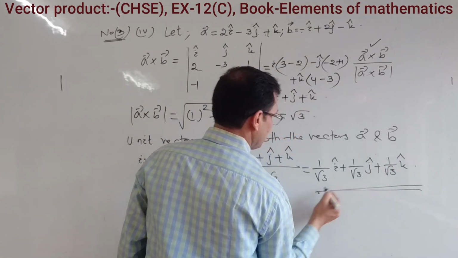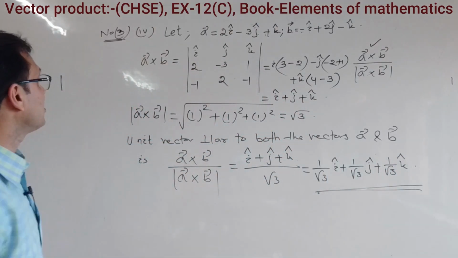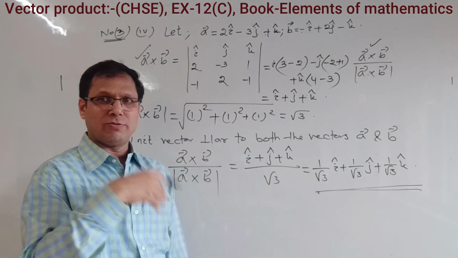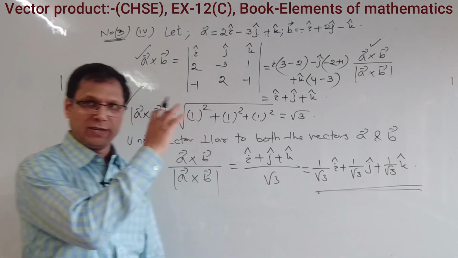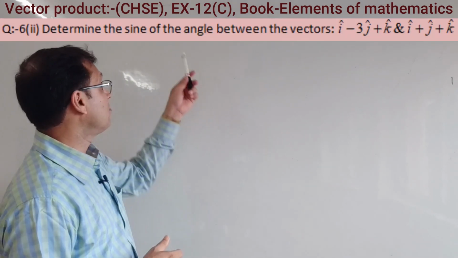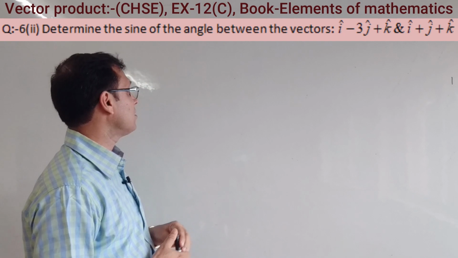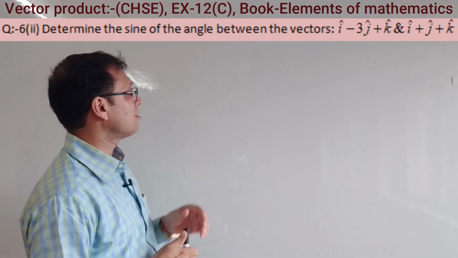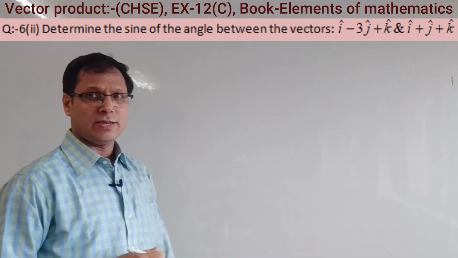So this is a very important question for 4 marks. So make a note. Now we'll go to number 4. Okay, so make a note. Suppose you are asked what is the sine of the angle between the two vectors, where vector A is equal to i cap minus 3j cap plus k cap and vector B is equal to i cap plus j cap plus k cap.